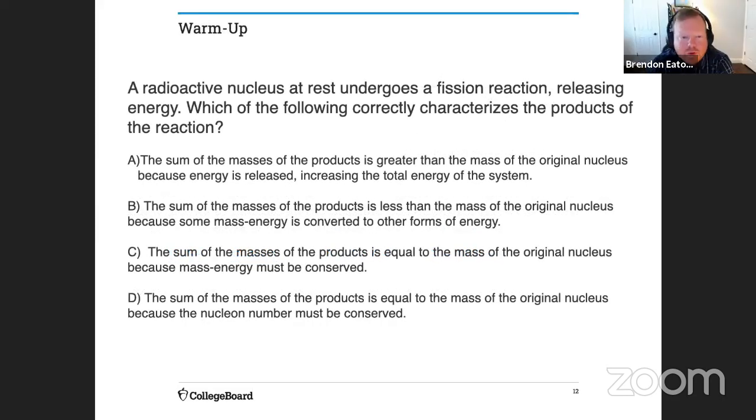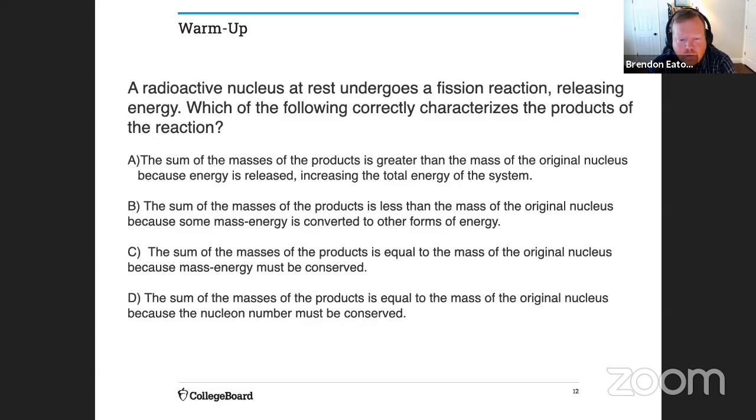Okay, and here's your warm-up for today to get your brains thinking about nuclei again. A radioactive nucleus is at rest and it undergoes a fission reaction, releasing energy. Which of the following correctly categorizes the products of the reaction? Looking at the 4 answers, I noticed that every single one starts with the sum of the masses.